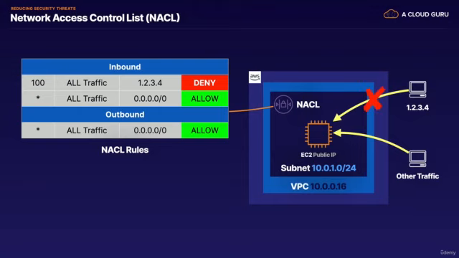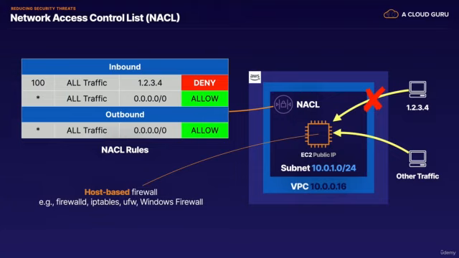In addition to a NACL, you can also employ what's called a host-based firewall. This runs directly on your EC2 instance and can serve as yet another layer of defense against bad actors. If you're running Linux, these are software packages like firewall-d, iptables, or UFW. If you're running Windows, you'll use Windows Firewall.